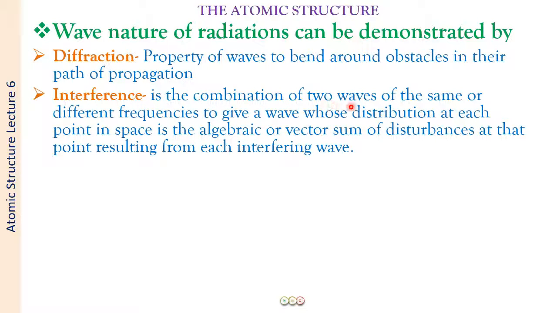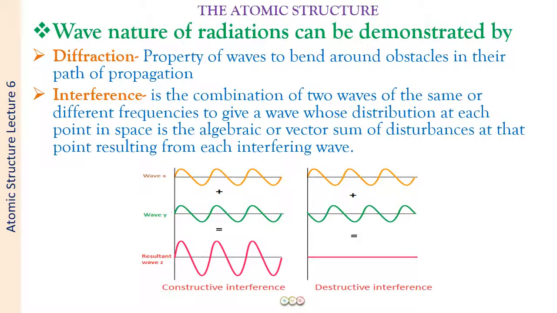This is the combination of two waves of the same or different frequencies, right? So we have a combination of two waves. They may be of the same frequency, they may be of a different frequency. The result is the superimposition of those two waves, and they give a wave whose distribution at each point in space is the algebraic or the vector sum of the disturbances at that point resulting from each interfering wave.